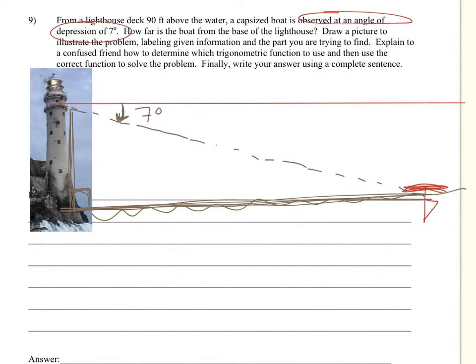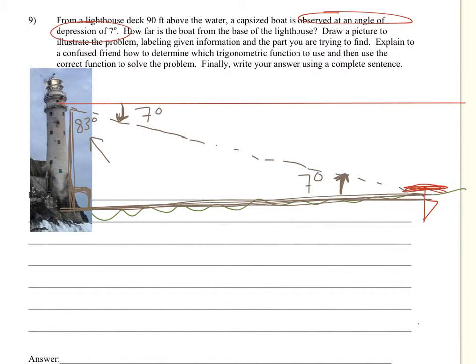Here is your right angle corner. If you decide to use this angle up in this corner, you have to subtract 7 from 90 degrees, if you would like. Otherwise, the other angle down in this corner is also, from the perspective of someone in the capsized boat or in the water nearby, their angle of elevation up to the lighthouse at that point, also 7 degrees. So either one of these will work.